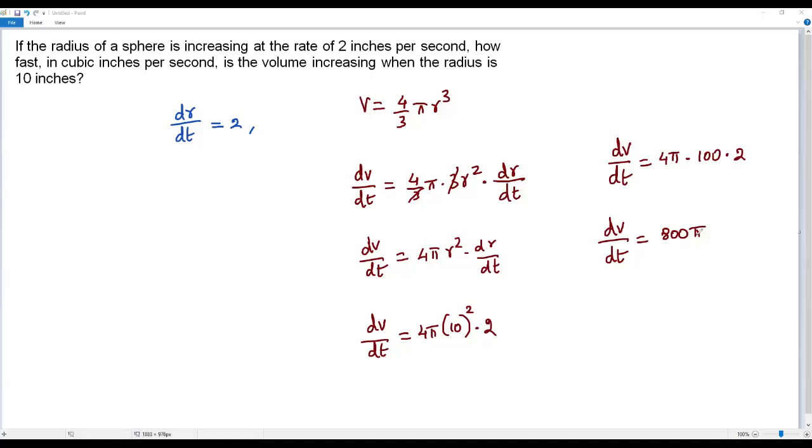Now we have to write units for this value. Let's consider dV over dt. In the numerator we have V, which means volume. The unit of volume is always cubic units, and here the radius is in inches, and they are asking for the rate of change of volume in cubic inches. So the unit of volume V is cubic inches, and the unit of t is seconds, because it's already given in the question itself. So the unit is cubic inches per second. So the volume is increasing at the rate of 800 pi cubic inches per second. Here we say the volume is increasing because we got a positive value.